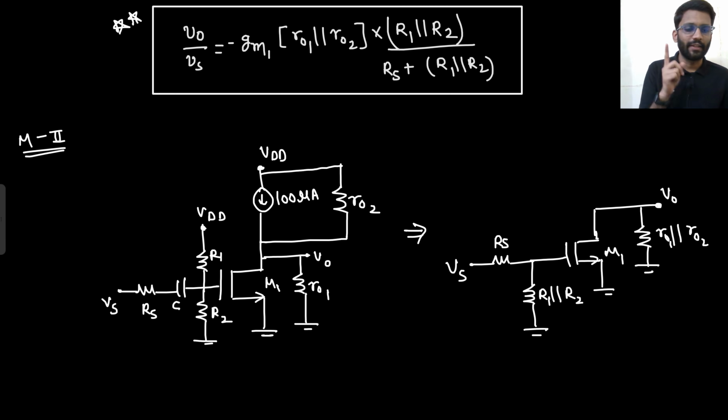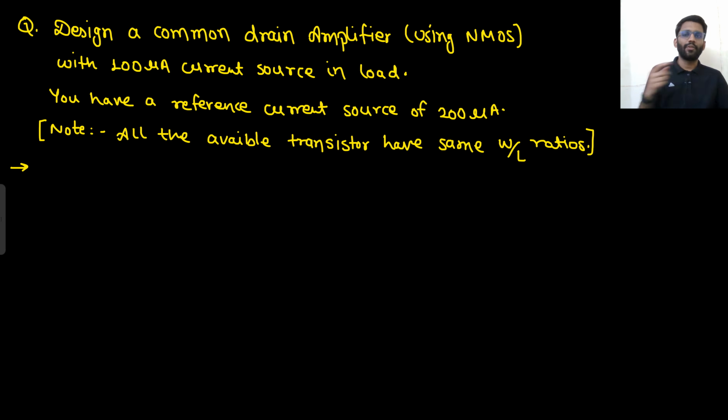Next question you will be solving on your own. So this is the next question. You have to design a common drain amplifier. Design a common drain amplifier which will be made using NMOS with a 100 microampere current source in load. So you have to design a common drain amplifier.